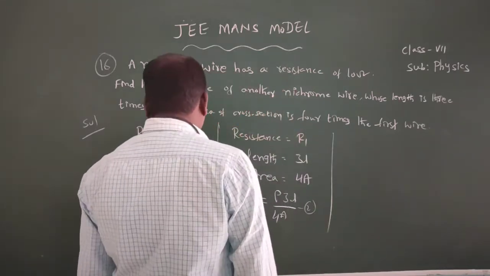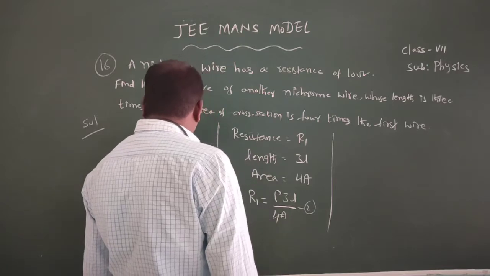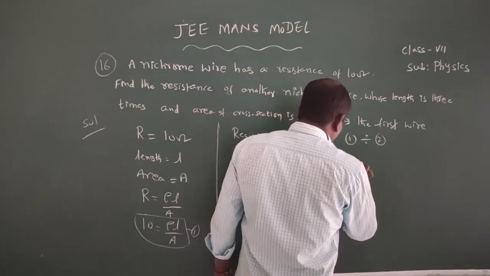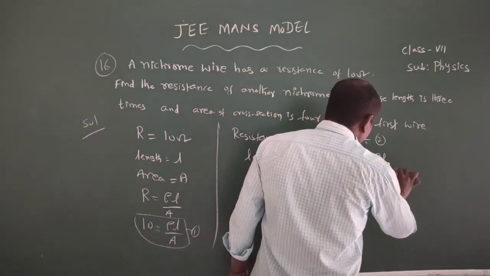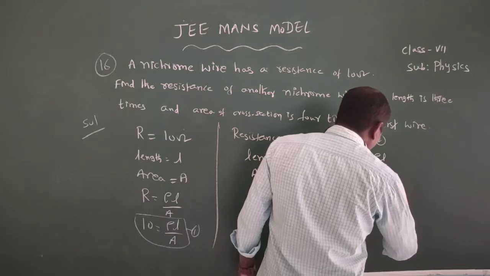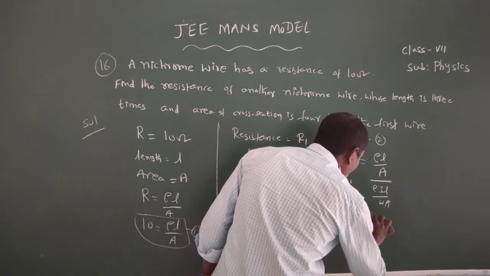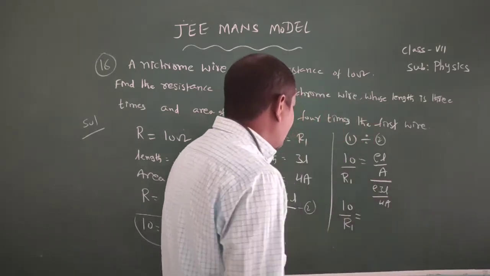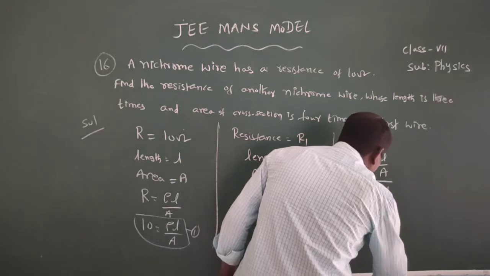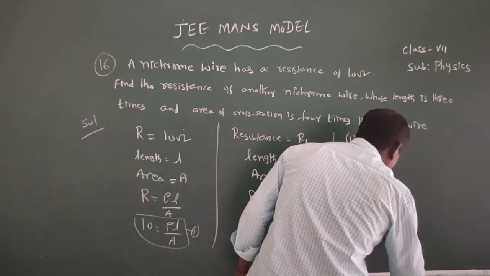Now equation number 1 divided by equation number 2, that is 10 by R1 equal to rho L by A into 4A by rho into 3L.